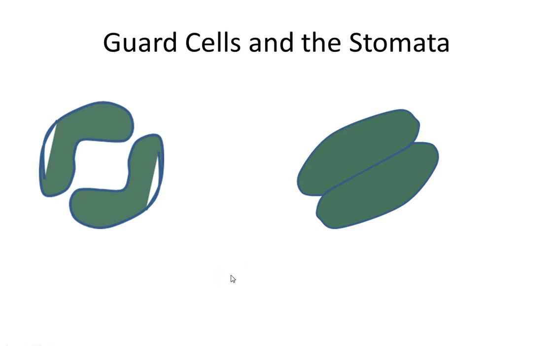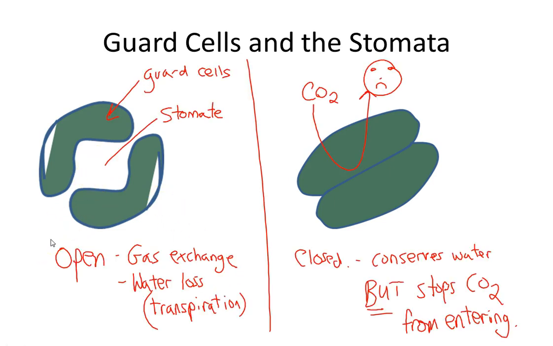What is going on with these guard cells? Well, guard cells are in charge of gas exchange when they're open. Carbon dioxide goes in, and then other gas can leave. And then when they're closed, carbon dioxide cannot come in. Why would they close? On a hot, dry day, they need to close in order to conserve water. However, this stops the gas exchange.